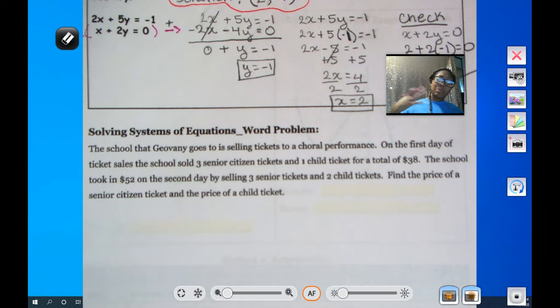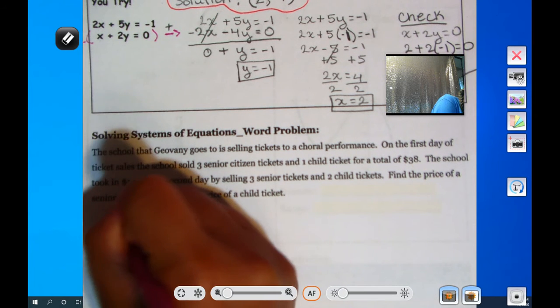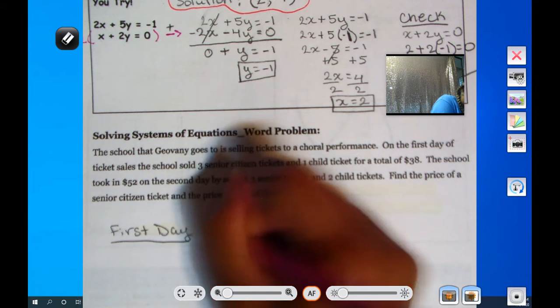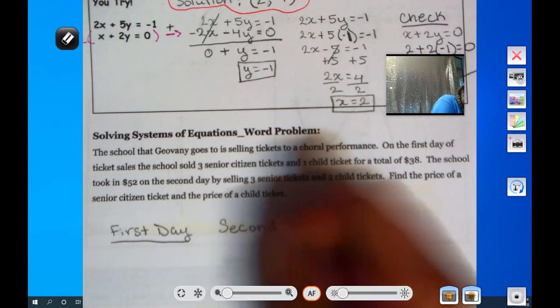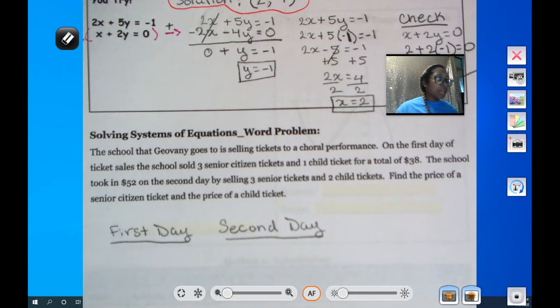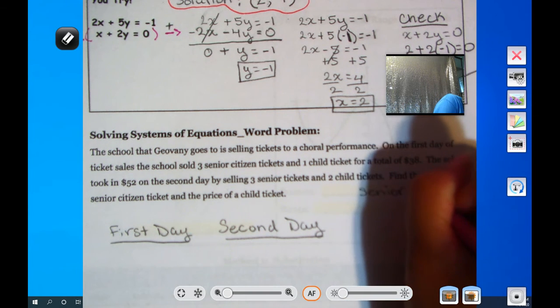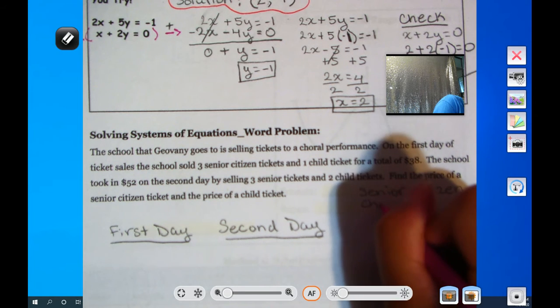So let's break down the information in this problem. The school is selling tickets, and they sold tickets on 2 days. So we'll name those 2 days. This is the first day, and this is the second day. And we know that there are 2 types of tickets that they're selling. They're selling a senior citizen ticket, and they're selling a child ticket.